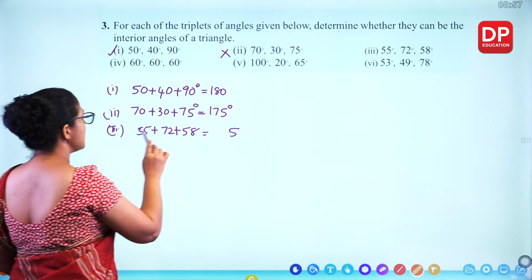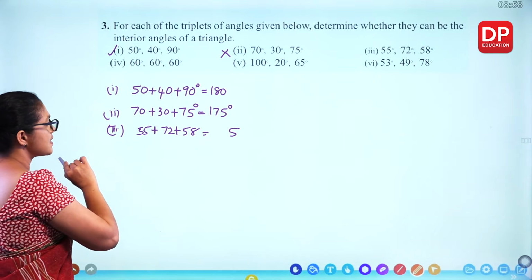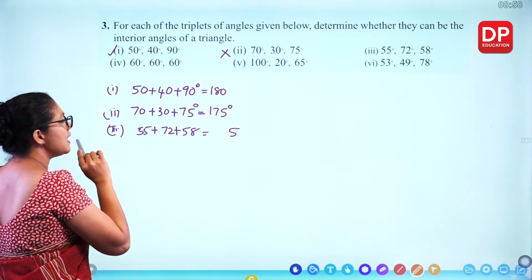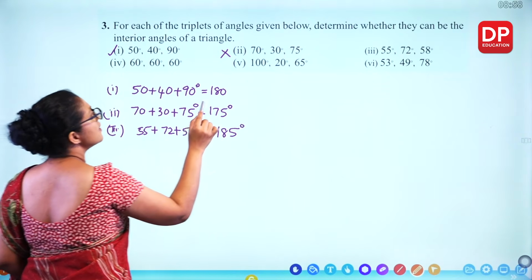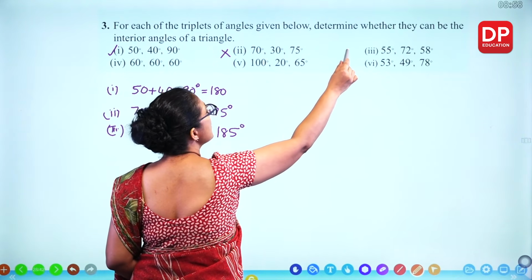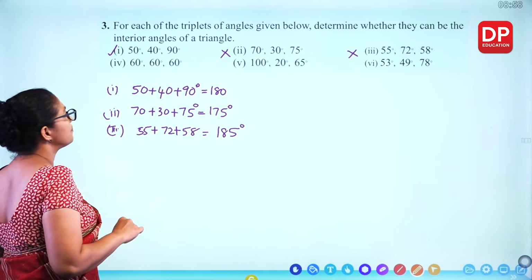10 plus 5, 15. 1 remaining, 6. 6 plus 5, 11. 11 plus 7, 18. So 185. So that means you can't make a triangle with that.